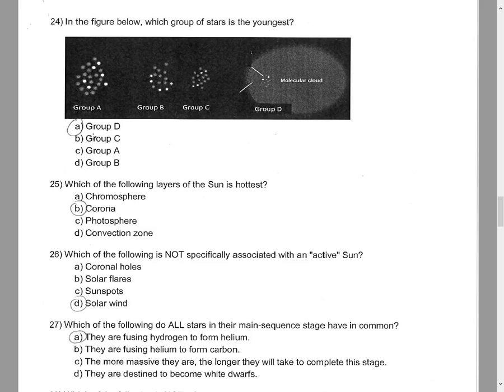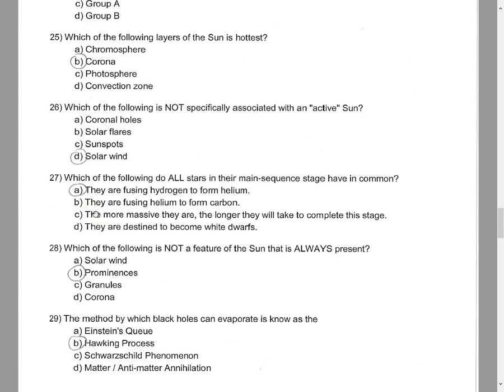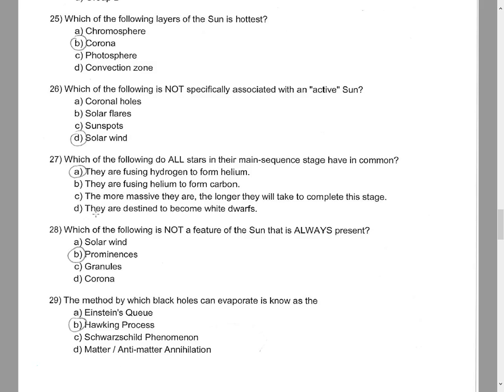Question 25, which of the layers of the sun is the hottest? And these are all layers of the sun's atmosphere. So as it turns out, B, the corona, the outermost layer of the sun's atmosphere, is the hottest. Question 26, which of the following is not specifically associated with an active sun? And D, solar wind is an ongoing thing, not associated with the sun being only active; we're going to have solar wind both when it is active and passive. But the coronal holes, solar flares, and sunspots are all associated with an active sun.